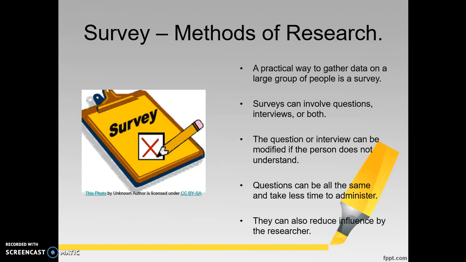The question or interview can be modified if the person does not understand, so we can clarify. Questions can all be the same, and they can take less time to administer. The good thing about a survey is it can also reduce influence by the researcher.